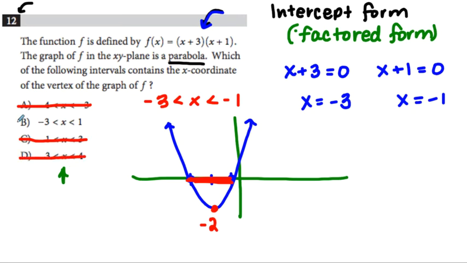3 and 4 wouldn't work. So this would be the only interval that would cover where my x-coordinate has to be. And that would be the answer. So x has to be between -3 and 1 for its vertex.